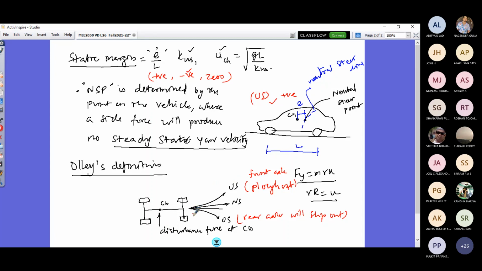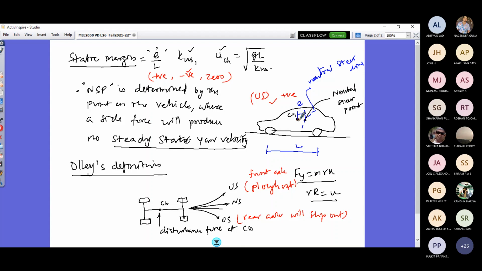And if the vehicle is driven at critical speed, the vehicle would spin about the vertical axis. That is what is defined by Olley's definition. Then what is the zero value of static margin? The zero value of static margin is your CG location itself. This point would be the CG location itself.